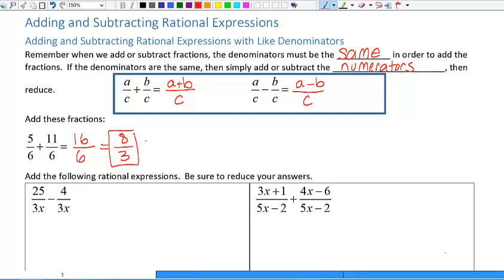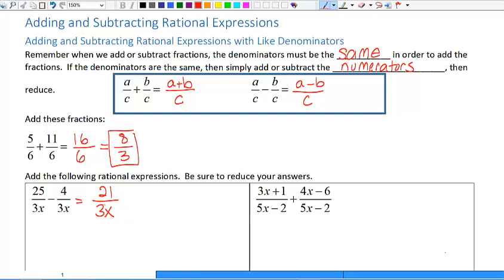Let's try this with rational expressions. Make sure that you reduce your answers at the end. Our first problem is 25 over 3x minus 4 over 3x. Notice that both of the denominators are the same, so they will stay the same. All I have to do with the numerator is add or subtract it. In this case, 25 minus 4 is 21.